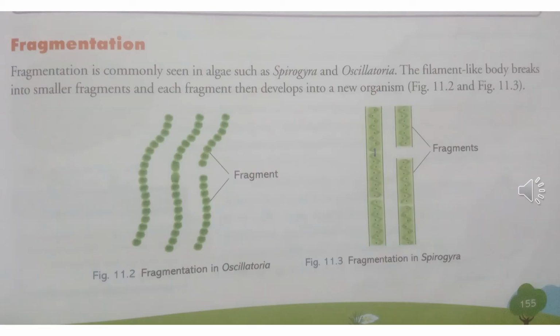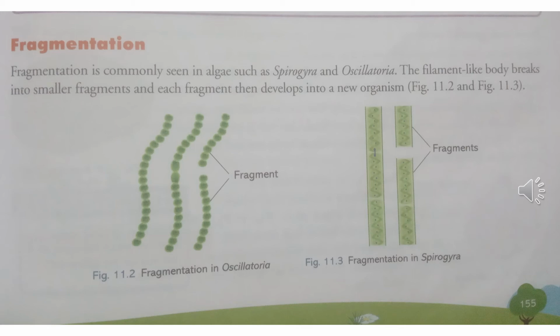The next type of asexual reproduction is fragmentation. Fragmentation is commonly seen in algae such as Spirogyra and Oscillatoria. Their body is filament-like, like a rod or like a thread, which can break into smaller fragments.